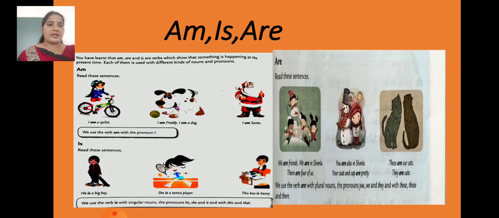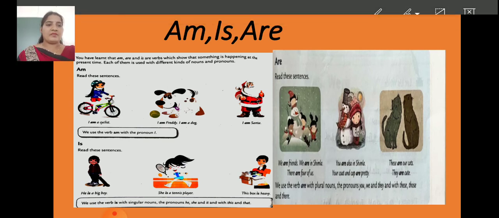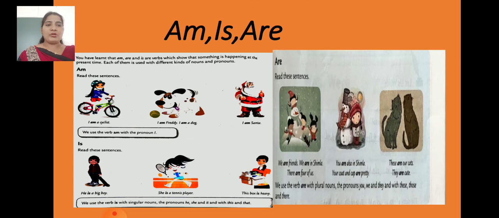So like that. Here are plural ones. If you will see, we use the verb are with a plural noun, the pronouns you, we and they, and with these, those and their. Understood, children? So am we are using only with I. Is we are using with a singular noun or pronoun. Are we are using with a plural noun and pronoun.